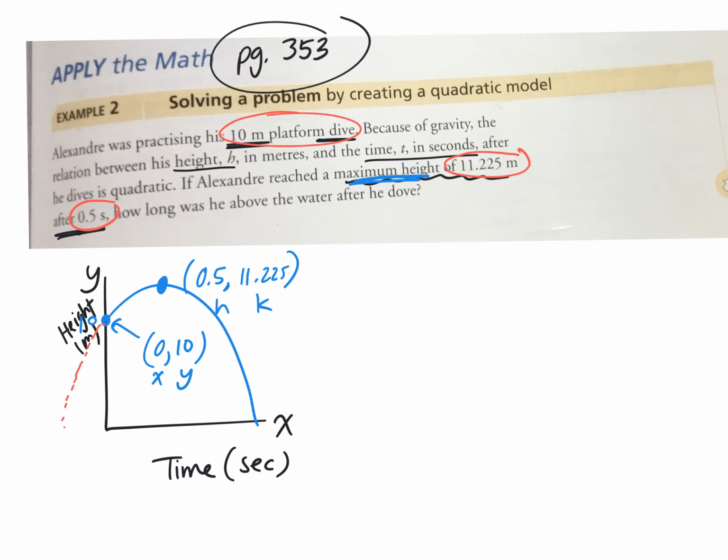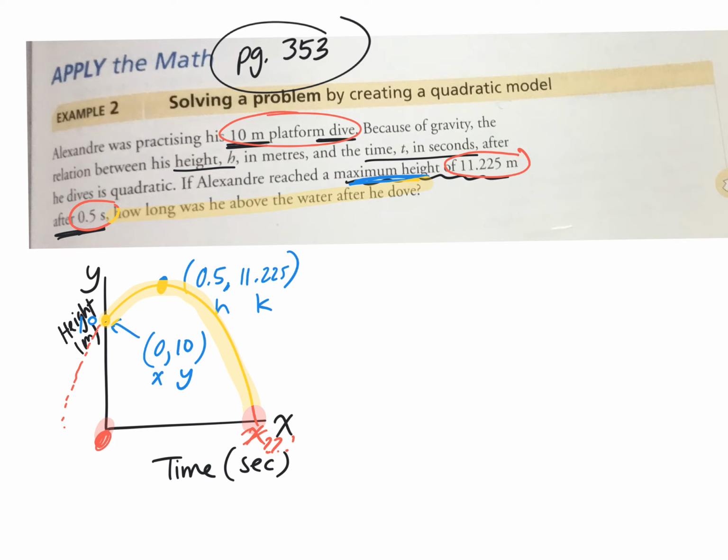What are we trying to find? What's the question? How long was he above the water? So we need to know, when is he above the water? From here to here, he's above the water. So we need to know the length of time he was above the water, right? He starts at 0 seconds, and then we have to figure out how many seconds passed until he hit the water. So we have to find the x-intercept.